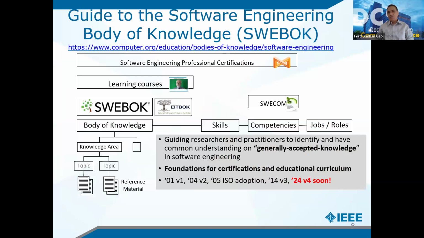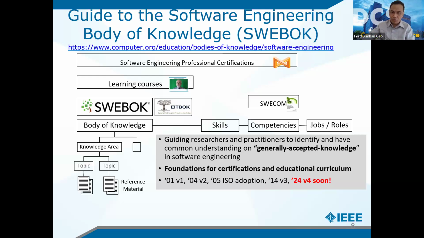Now, ladies and gentlemen, if you are part of the IEEE Computer Society, I do believe you know about this book. I can say this is the holy book for us if you are working in software engineering, the SWEBOK, the Software Engineering Body of Knowledge. This is a very important book for us, especially practitioners, researchers, and the academia. So I have invited Professor Hirori to the IEEE Computer Society Indonesia chapter to deliver a talk about the SWEBOK.